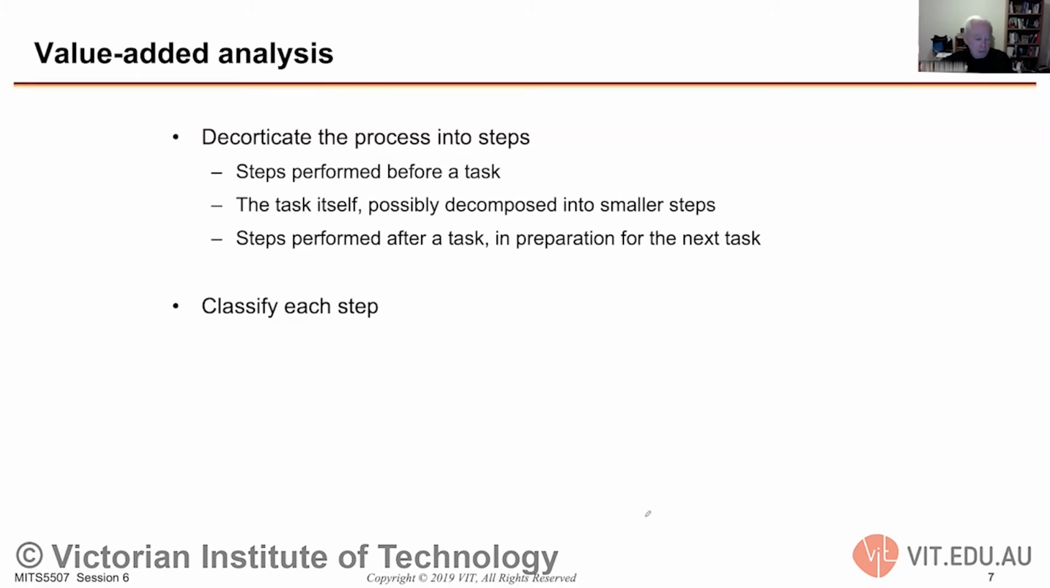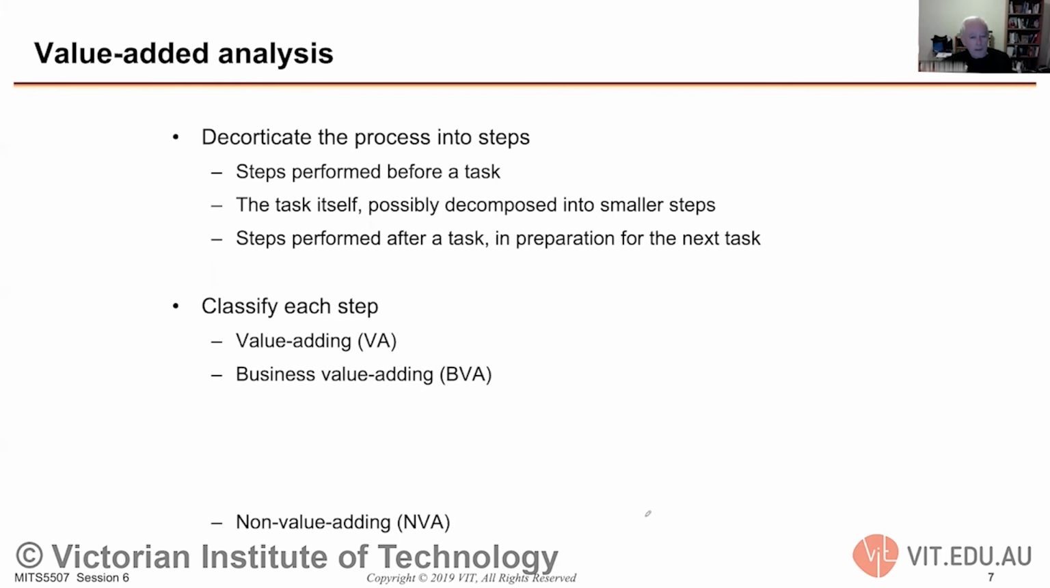If you remember, a business process model consists of a whole series of tasks. So there are things we need to do before we execute the task, maybe we're waiting for a message to come in. There are things we need to do in the task itself, which might be further broken down into subtasks. And there are things we do after the task is done, maybe sending a message off somewhere. So we need to classify each step. Are they valuating, business valuating, or non-valuating? It's the non-valuating ones that we have in our sights to try and eliminate if we can. Sometimes we might not be able to eliminate them, but we might certainly be able to work on them.